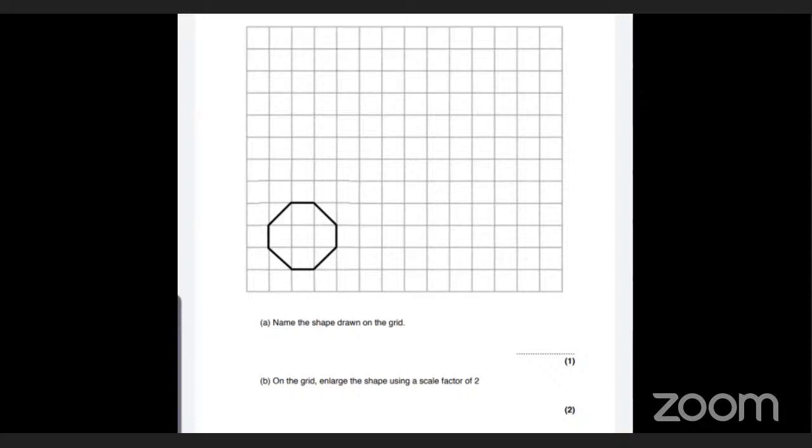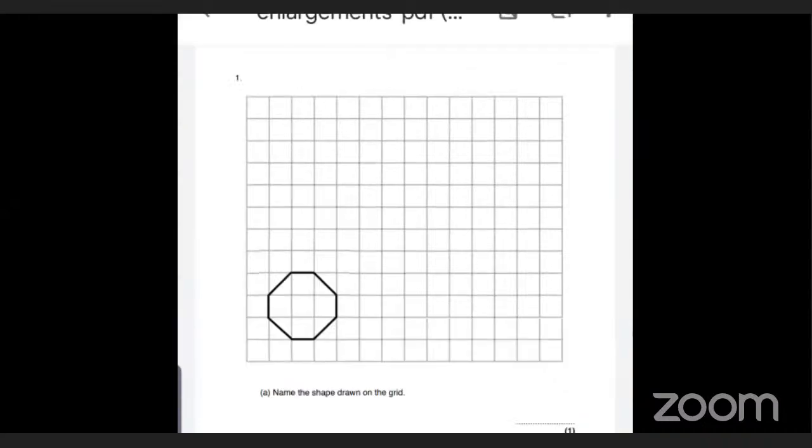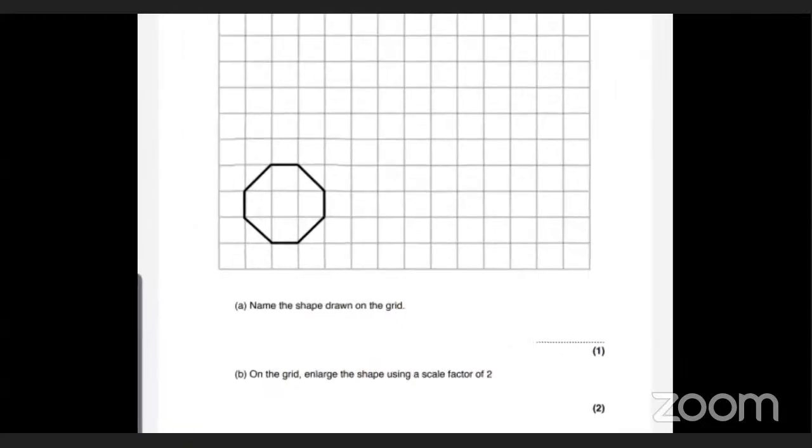Zay? Why are you mocking me? It's an octagon. What's this saying? What is it? Octagon. What is it? 1, 2, 3, 4, 5, 6, 7, 8. Yes, it's an octagon. All right, good.